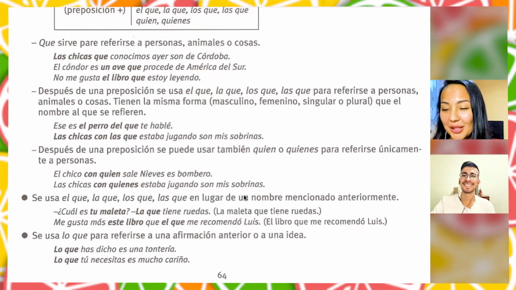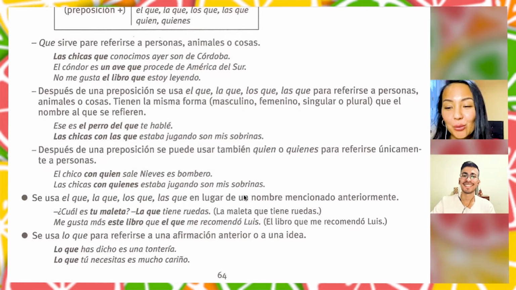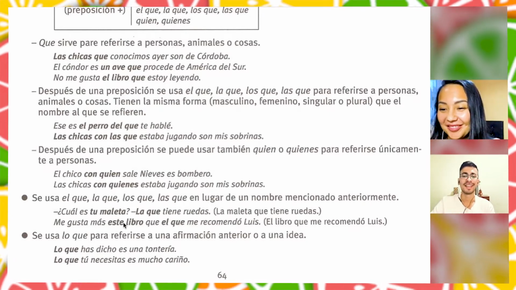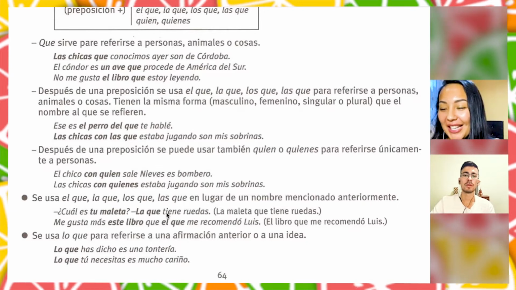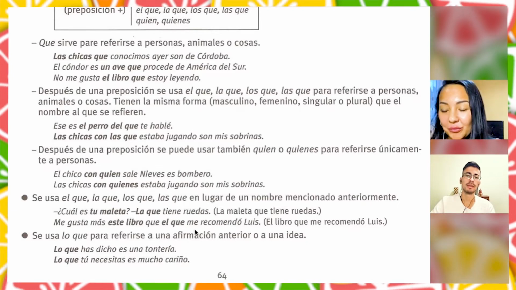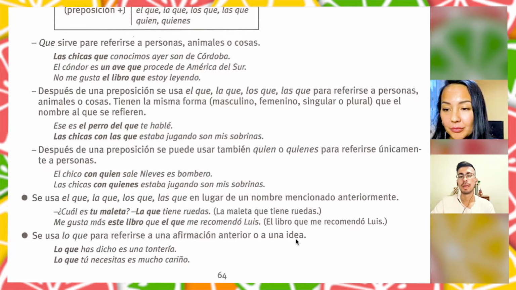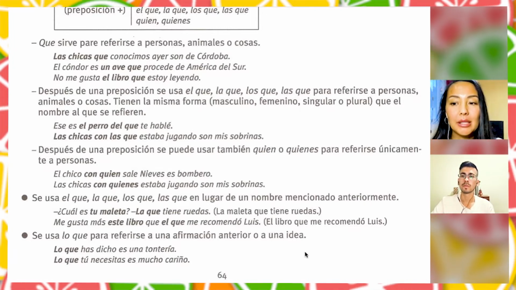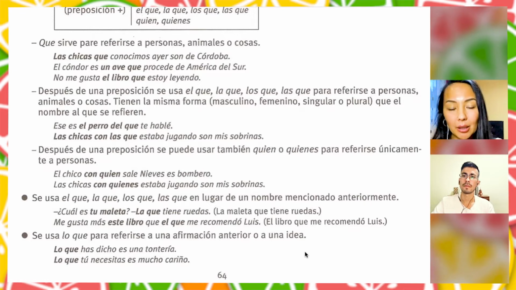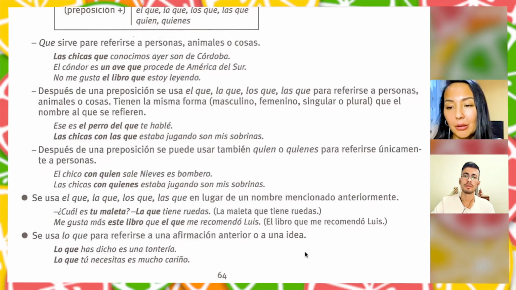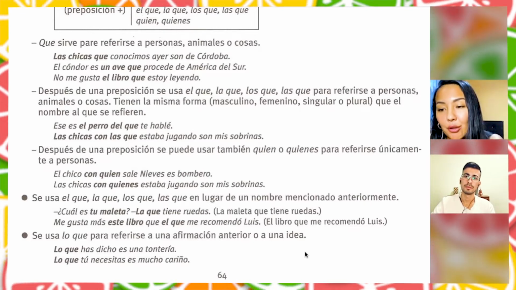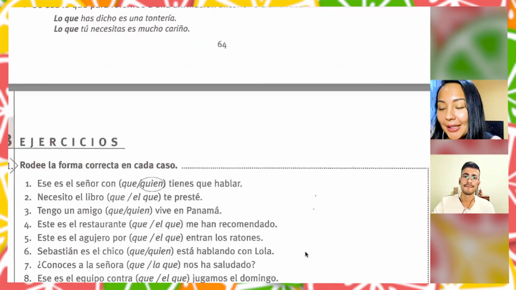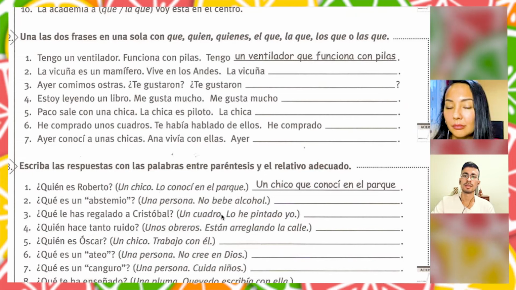I'll tell you lo que tú necesitas es mucho cariño. Yes, you can say that like that. So here you mention any affirmation or any idea. In this case it's neuter, like it. That's why we use lo. It's clear, especially for Russian speaking people. Okay, some examples already. Let's use this one.